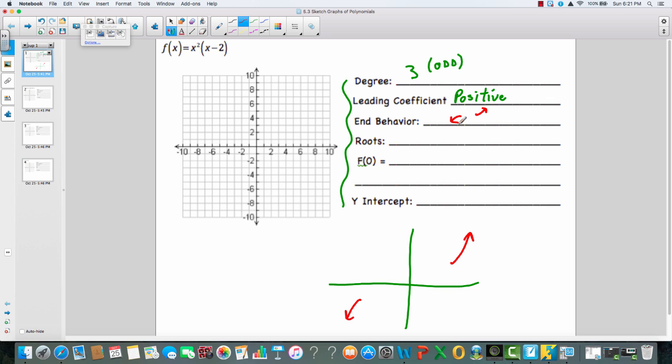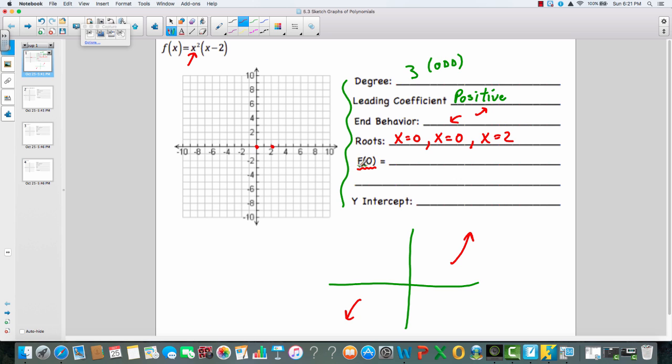What are our roots? Well, we have a double right here. That would be x equals 0. And another one, x equals 0. And x equals 2. So let me put them on my graph right now. Here's 0 and 2. Okay, this is the y-intercept.